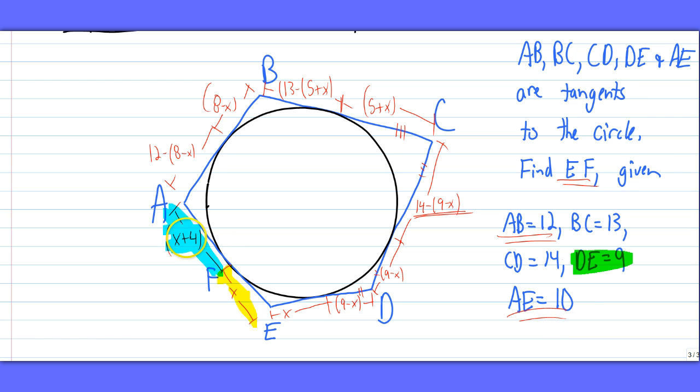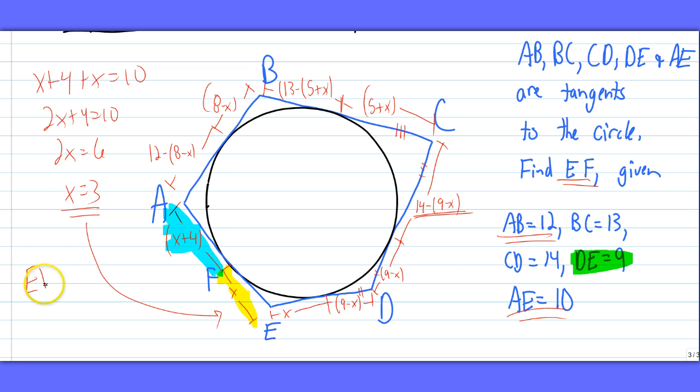So then I'm going to add the X plus 4 plus the X, the turquoise length plus the yellow length, and that's equal to 10. 2X plus 4 equals 10. Subtract 4 from both sides, divide by 2, and X equals 3. FE is what I was trying to find. We put in the temporary variable of X for it, so the answer to this problem is the length of EF equals 3.